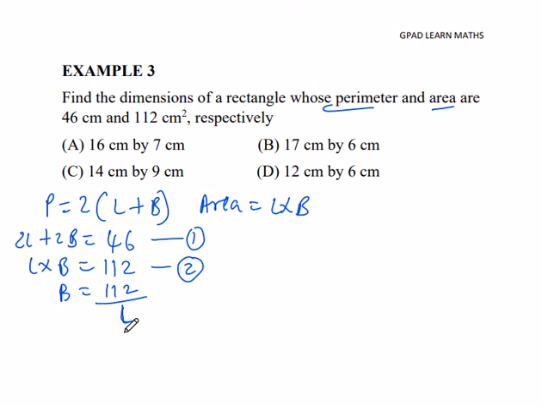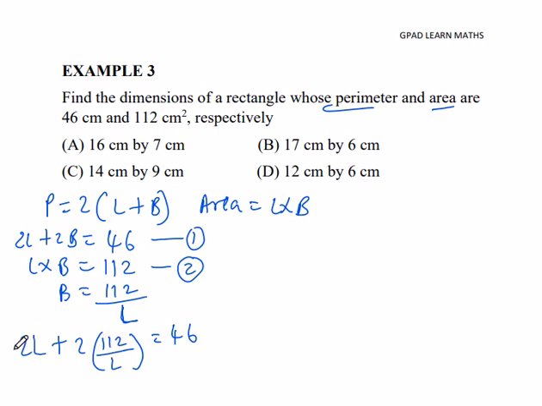So I'm going to substitute this value of B into equation 1. And if you do that, you're going to get 2L plus, instead of writing B, I'll just substitute with 112 over L. 112 over L, and this is equal to 46. Looking at this equation, I already have a fraction here.